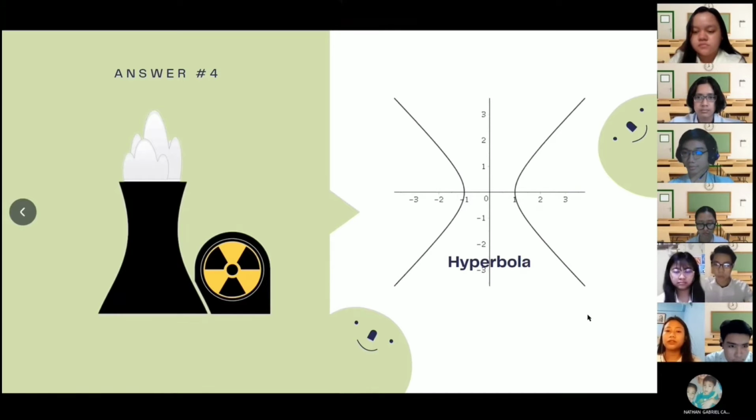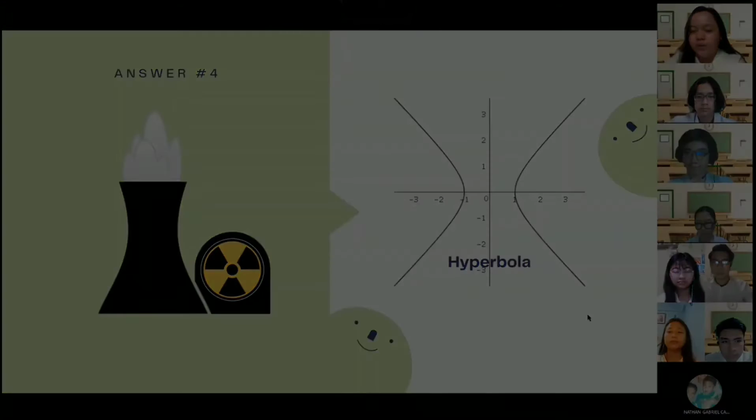Yes, Jamir. Sir, when the plane is parallel to the side of the cone, it produces a parabola. And lastly, yes, Diane. Most importantly, when the plane cuts both extensions of the cone, it yields a hyperbola.